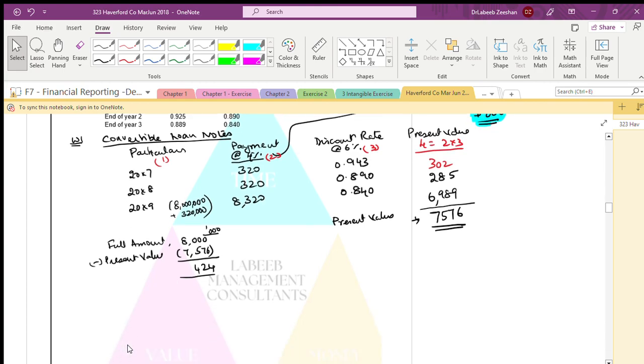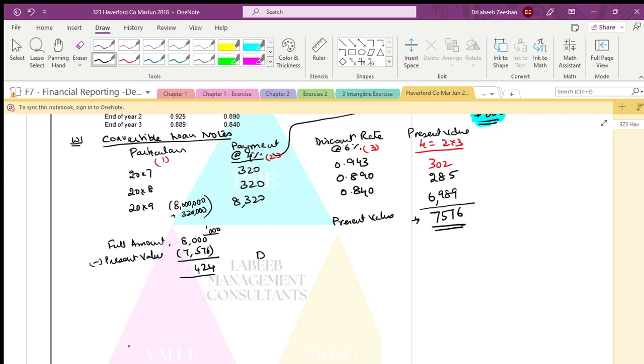Your liability will decrease. Whatever the difference, it is going to constitute the equity. See what happens: on one side the bond liability will decrease, on the other side the equity component will increase.